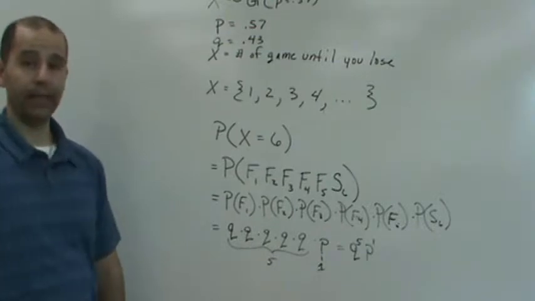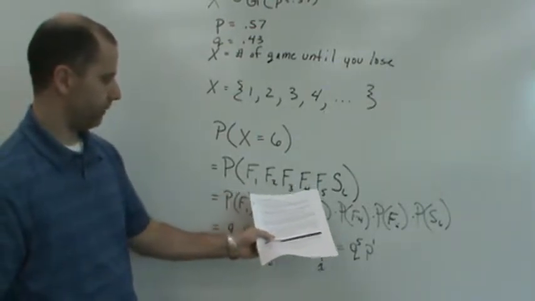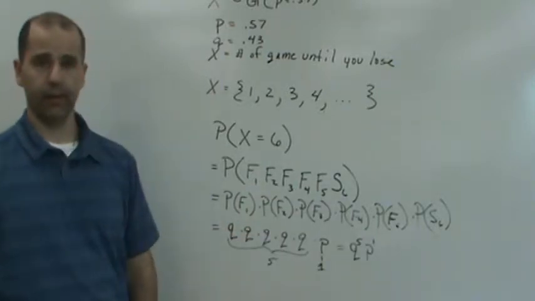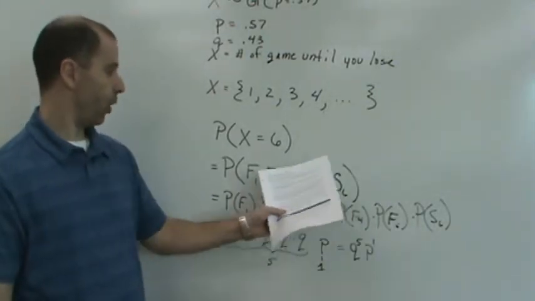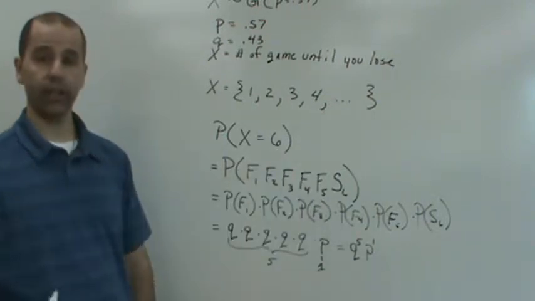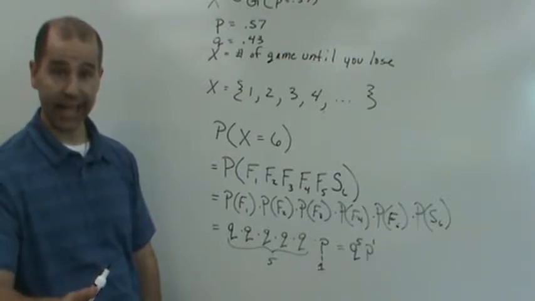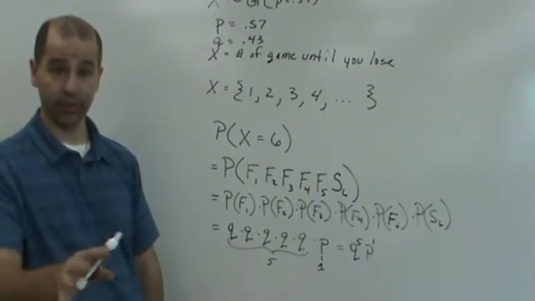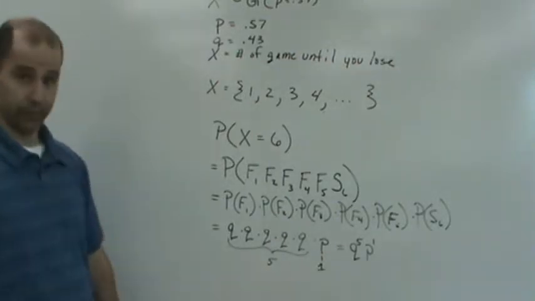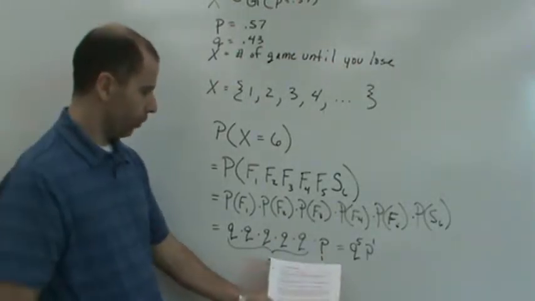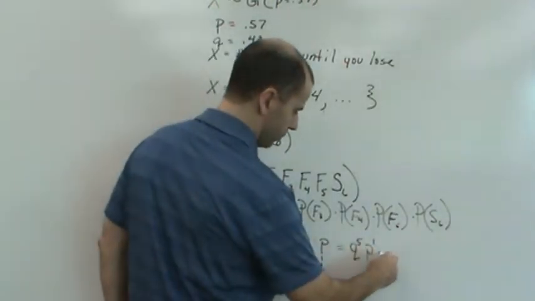And how many different ways can I get failure, failure, failure, failure, failure, success? There's only one way, right? In fact, no matter what X is, there's only going to be one way of getting that outcome. And I hope you see that from our previous videos and previous discussions. So what does this mean? Well, what are we going to do? What's Q? Q is 0.43. So what does this equal?